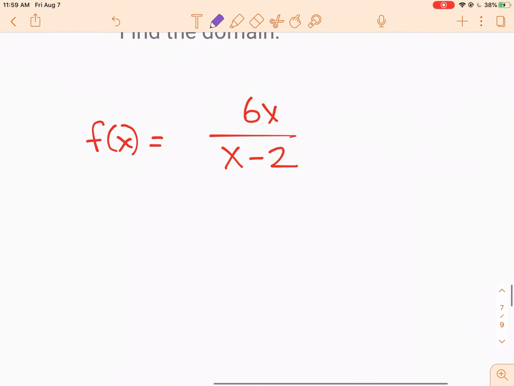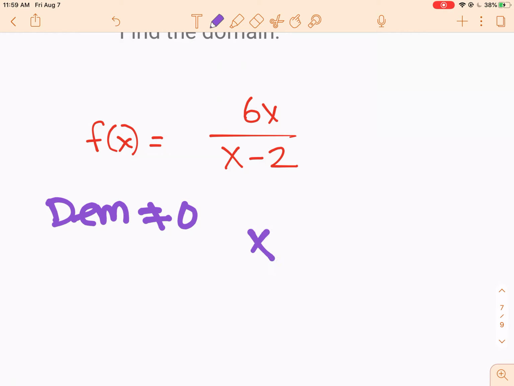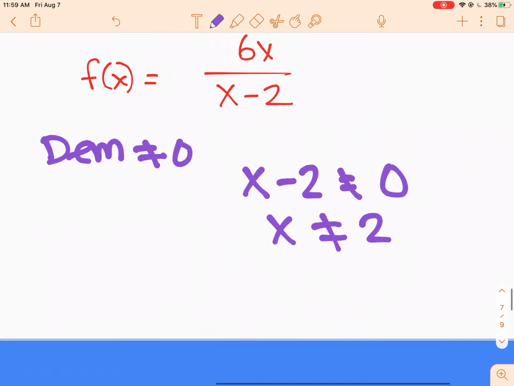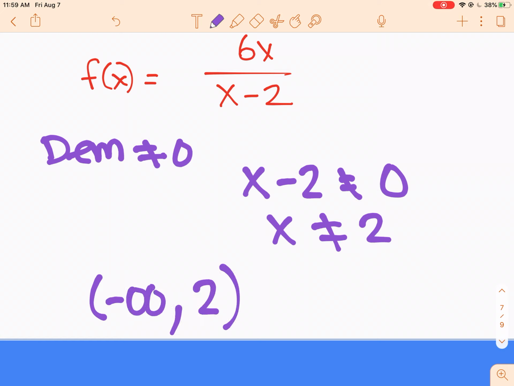Okay, now we look at a fraction. Fractions have limitations when the denominator equals 0. In other words, the denominator cannot equal 0. So let's set this up to figure out what makes the denominator equal 0, since we don't want that. Well, then x cannot equal 2. So in order to write that in interval notation, I would say x is allowed to be negative infinity and everything up to 2, but not including 2. And x can be everything greater than 2, but not including 2.